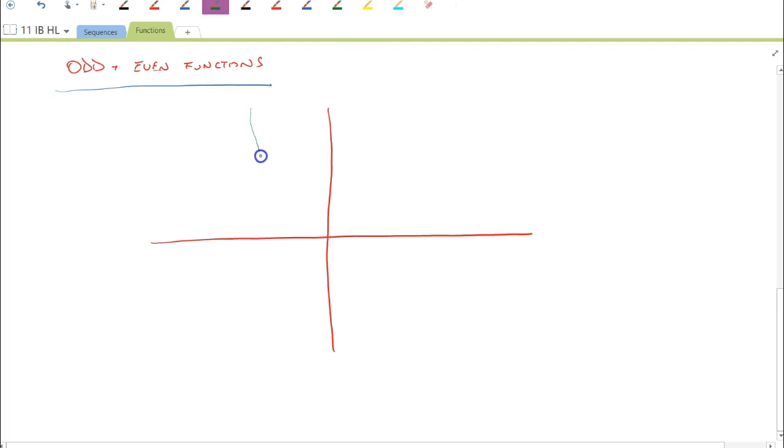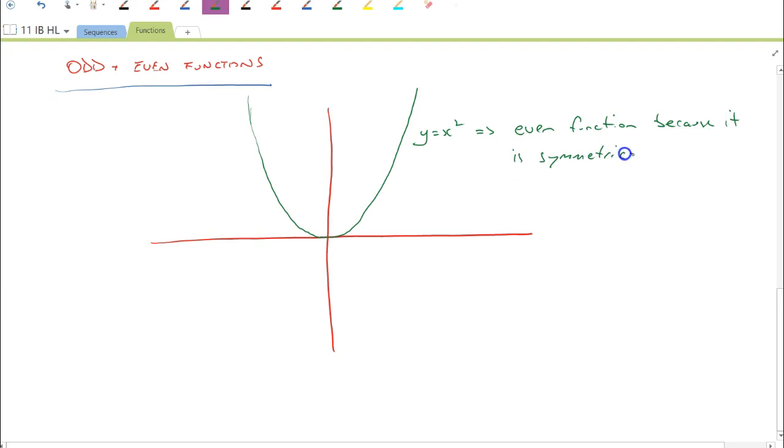If we have a look at our old favorite y equals x squared, that has line symmetry about the y-axis, and therefore it is an even function because it is symmetrical about the y-axis.